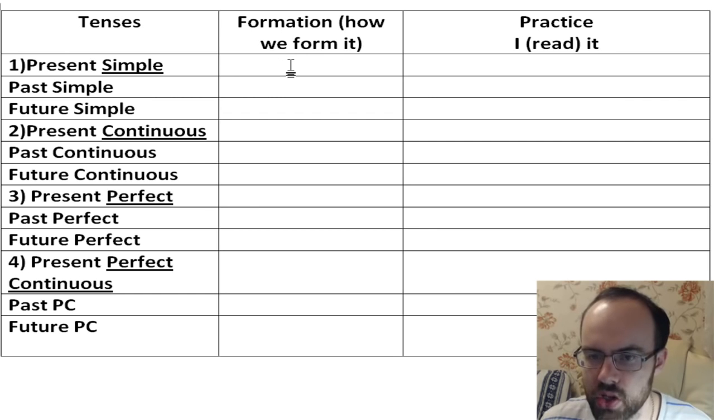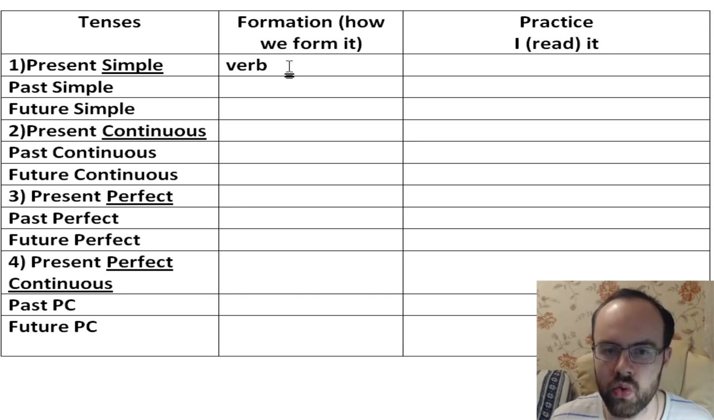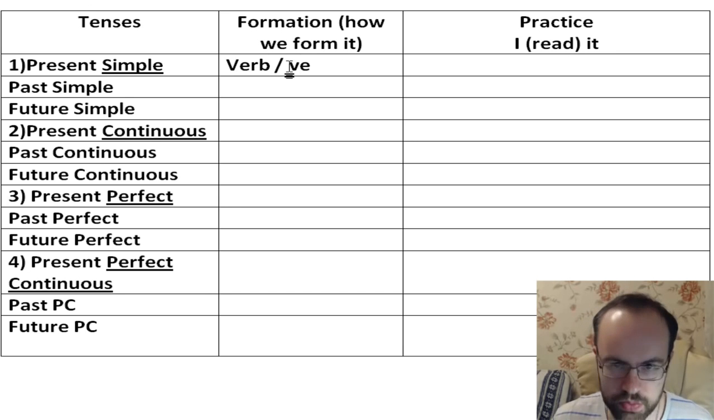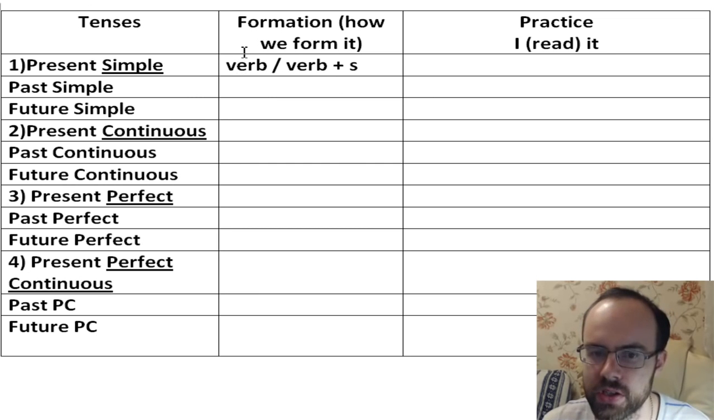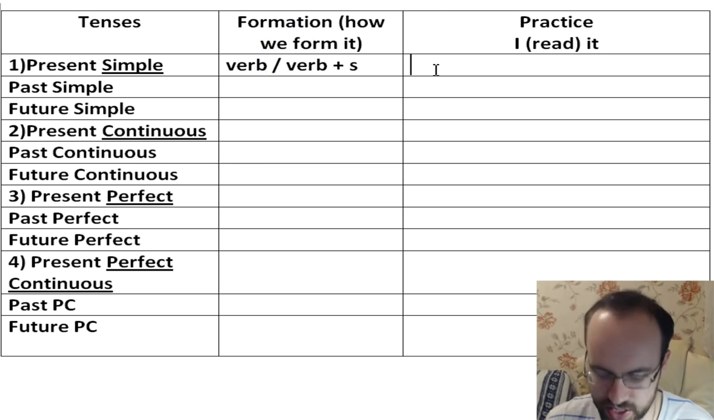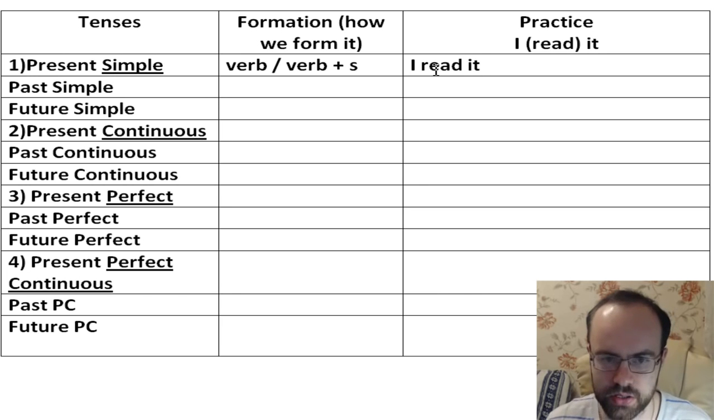Okay, you know that we were talking about present simple. So we form it this way: verb or verb plus s. For this situation, we have a verb, we need this structure: verb or verb plus s. Verb plus s if it's he, she, it. We don't have he, she, it, so we say I read it.